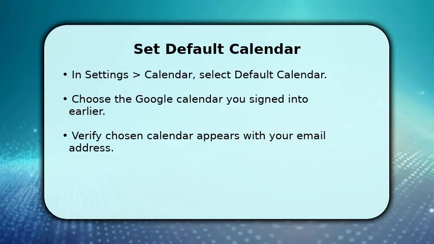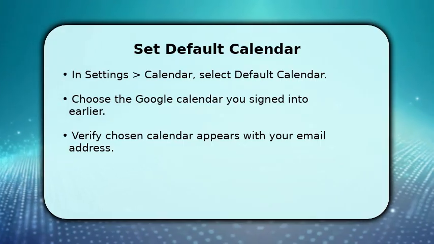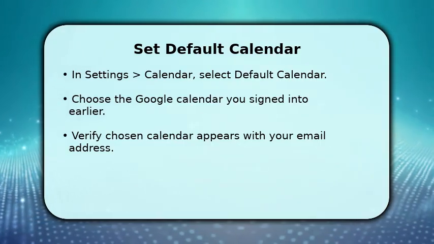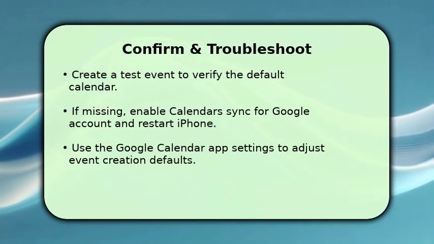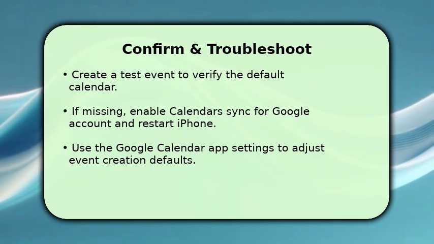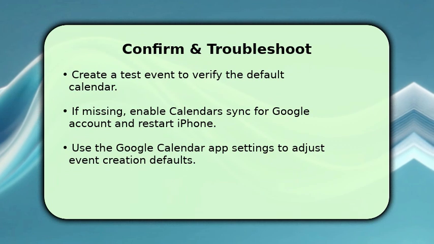Make sure the calendar shows your email. If multiple Google calendars exist, pick the one you use most. This prevents duplicates and keeps invites where you expect them. Finally, confirm success by creating a quick test event from the lock screen, control center, or within Calendar. Observe that it lands in your Google Calendar.